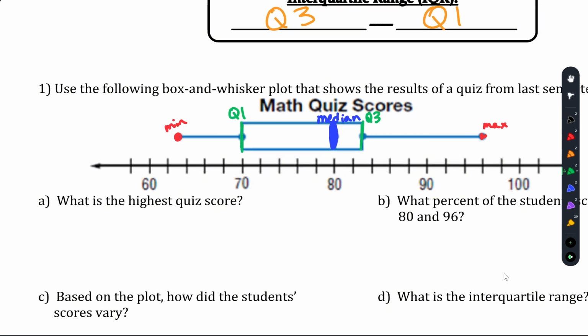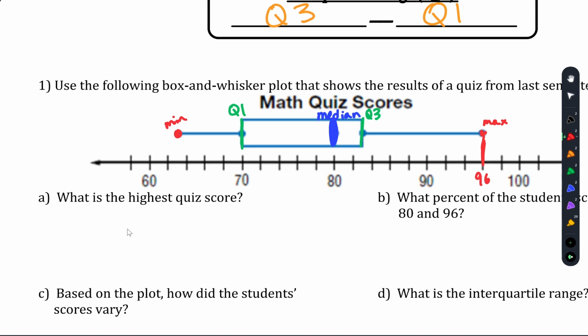Okay. So, letter A, what was the highest quiz score? I'm going to go ahead and look at my maximum. I think this graph counts by 2, so 92, 94. This is 96. 96 was my highest quiz score.